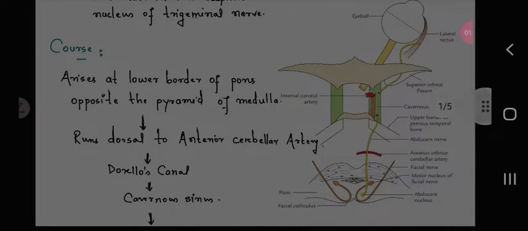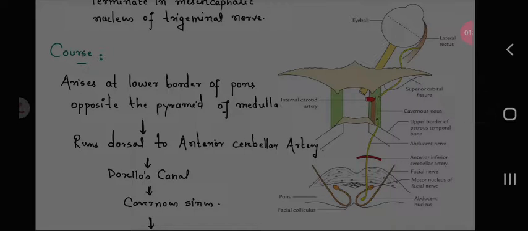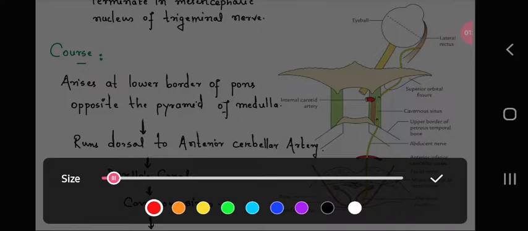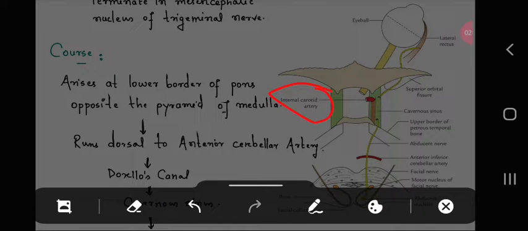Eyeball. Lateral rectus, superior orbital fissure, internal carotid artery, cavernous sinus, upper border of the petrous temporal bone, and this is the inside content of the cavernous sinus. As you know that internal carotid artery and the abducens nerve pass through the cavernous sinus, plus 6th nerve.